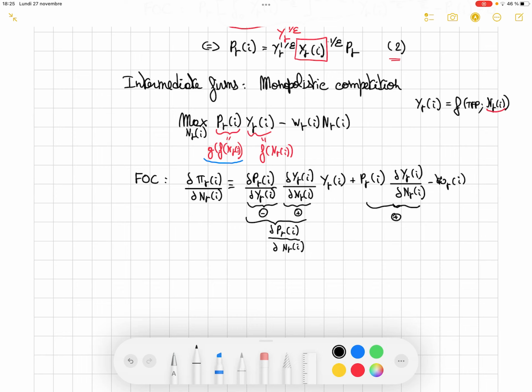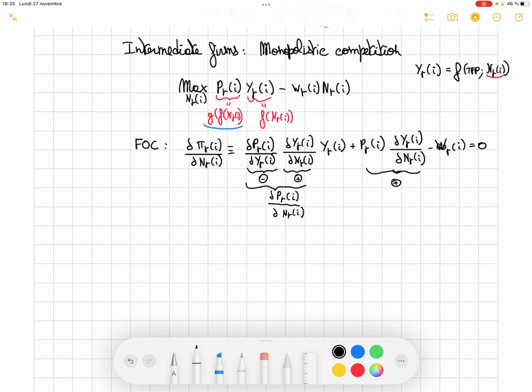Yes, that I would write in capital letter. That must be equal basically to the cost, to the cost of wage. So the marginal benefit in profit coming from an increase in the labor must be equal to its cost, basically. That is the wage. Okay. So that's the main idea.